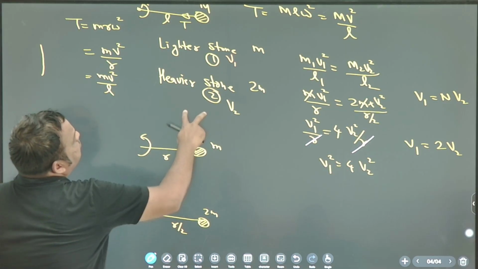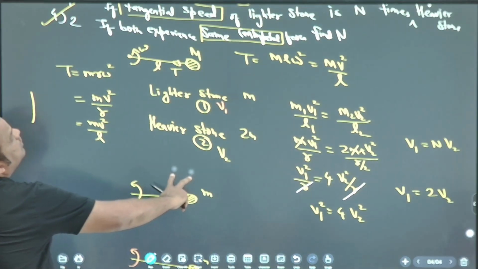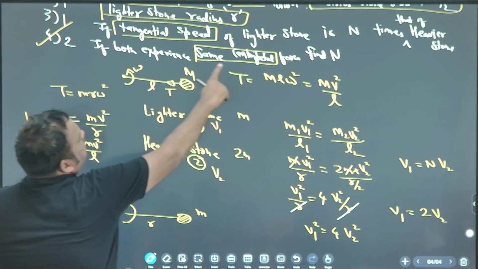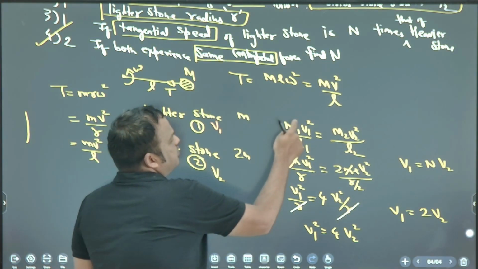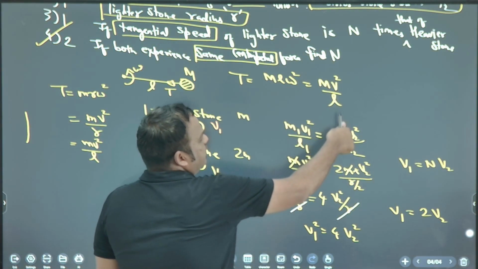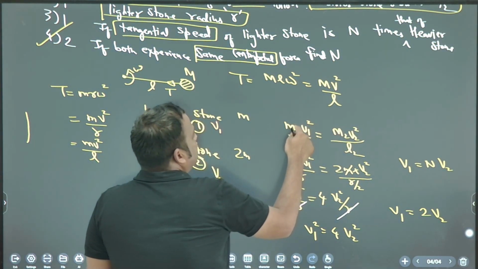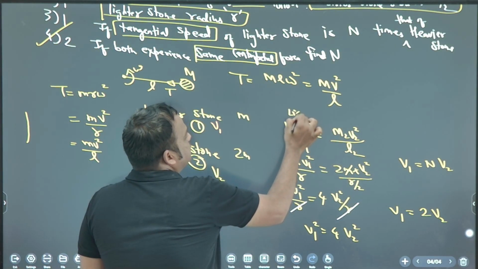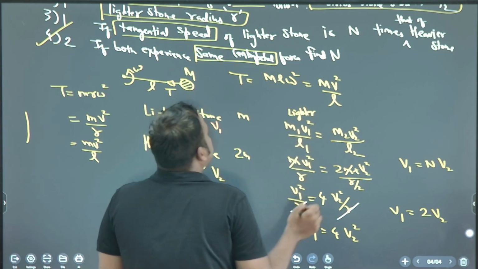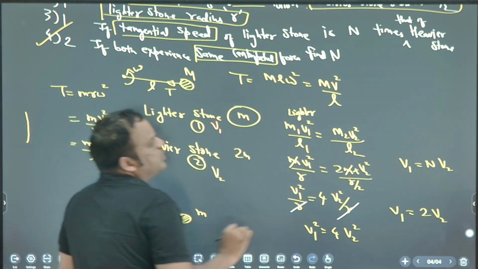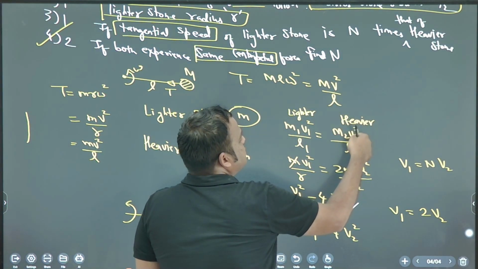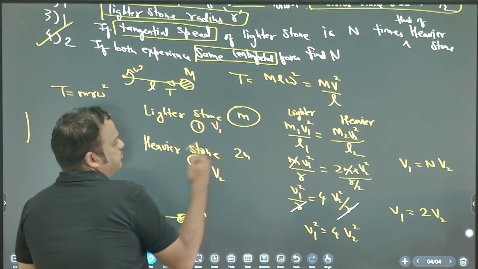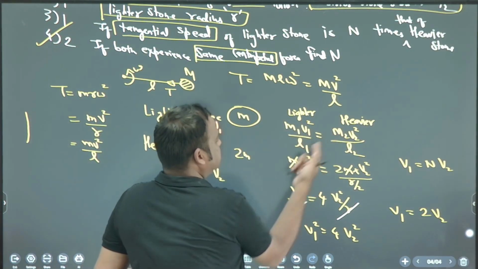Now centripetal forces are equal. See, if both experience the same centripetal force, then m1 v1 square by L1 is equal to m2 v2 square by L2. Now 1 means the lighter stone. Lighter stone means what is the mass? M. And 2 means the heavier stone, what is the mass? 2m. So substitute the values m, 2m.